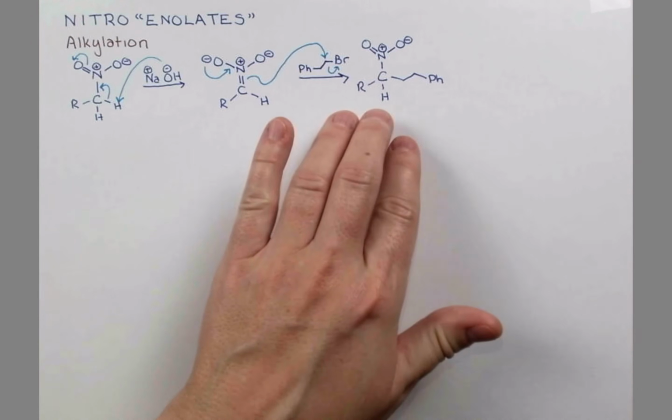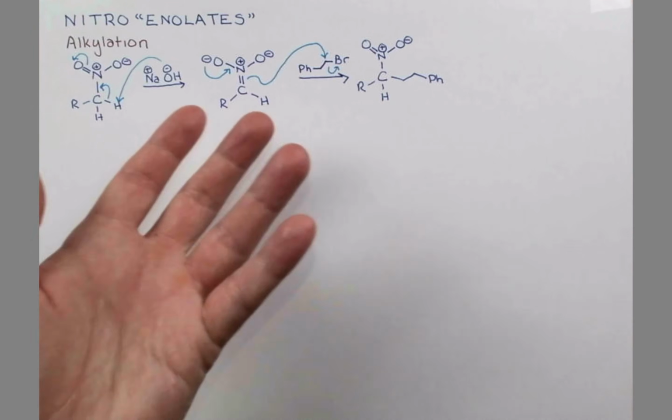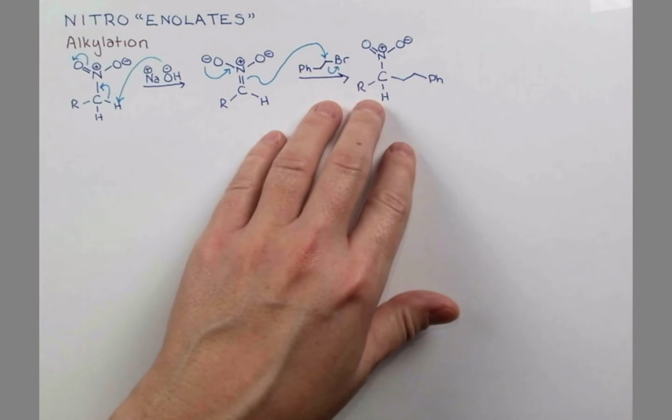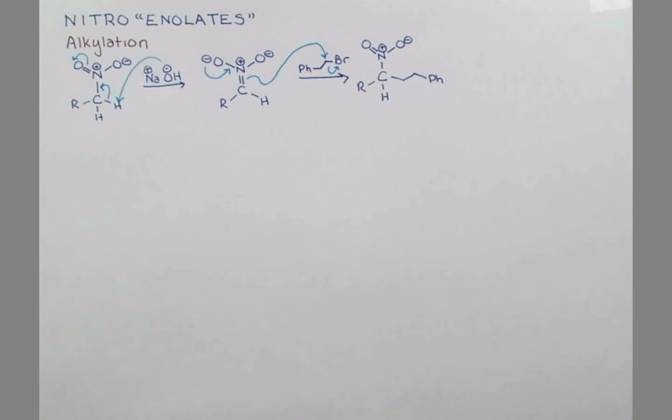Now, nitro compounds might not be super useful in maybe natural product synthesis. Few natural products actually contain the nitro group, but plenty of them contain amines, and a quick reduction step will allow us to access these compounds.